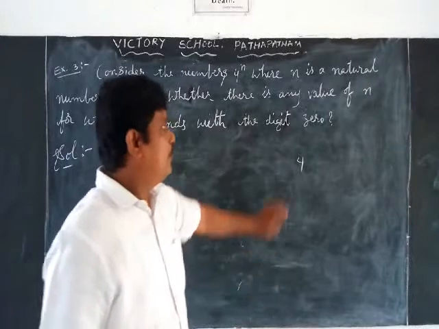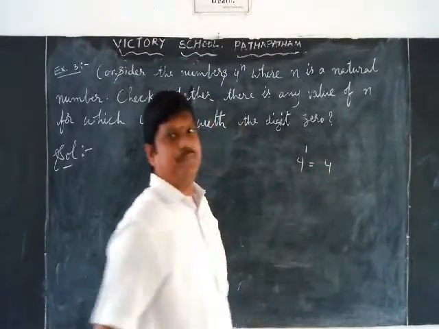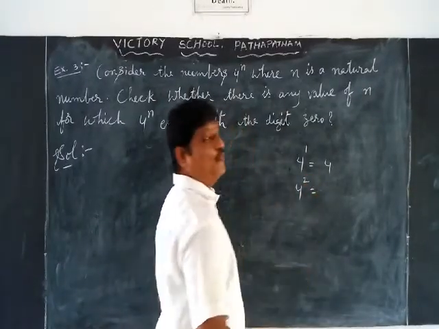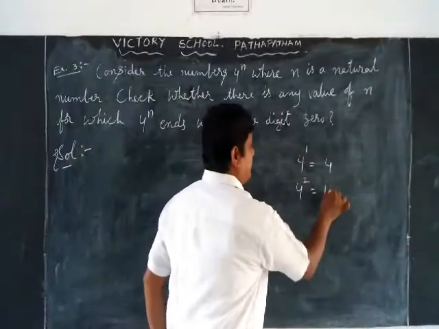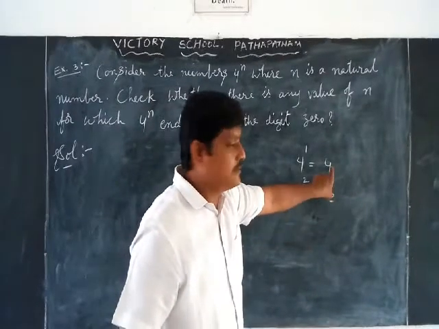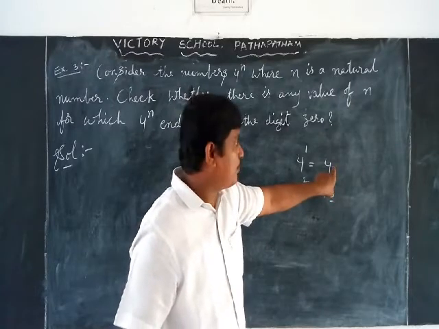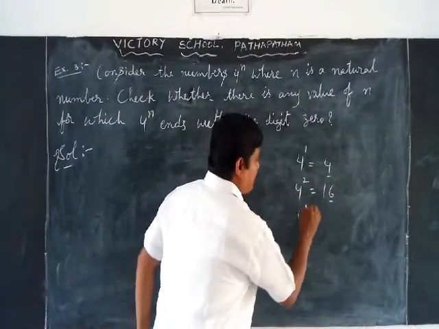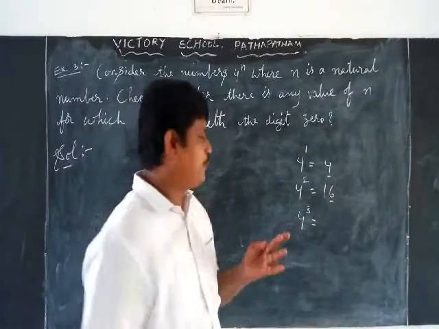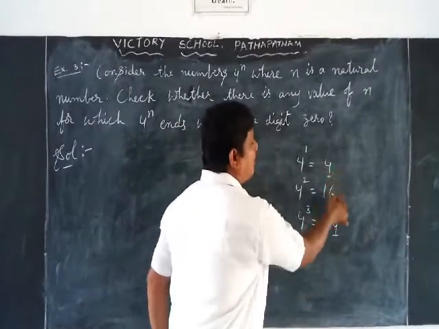We can take 4 power anything. Example, 4 power 1, that value is 4. 4 square, 4 fours are 16. So in the units place, does it end with 0? Is it correct? No. It ends with 4 or 6. For example, 4 cube: 4 fours are 16, 16 fours are 64. So it will be repeated, 4 or 6.